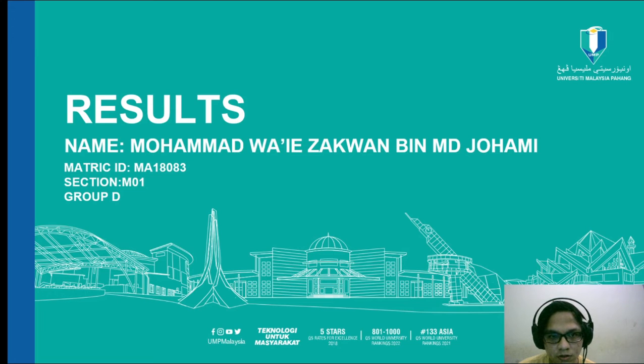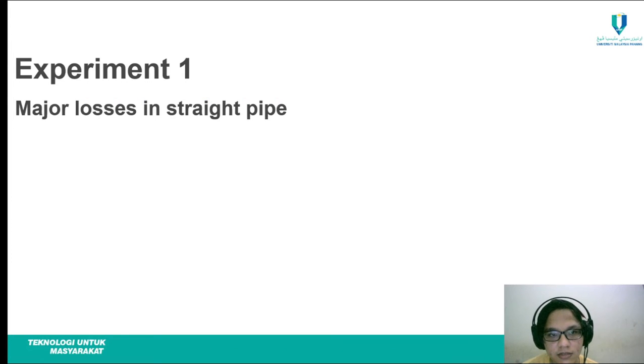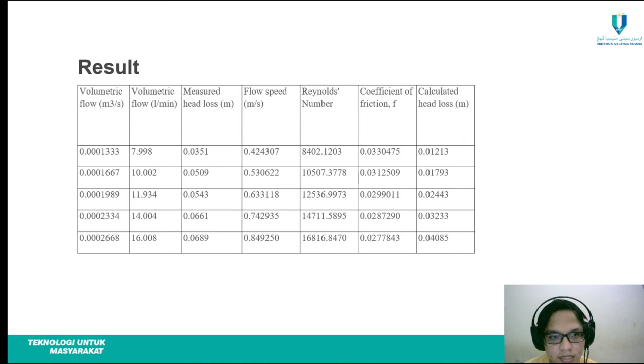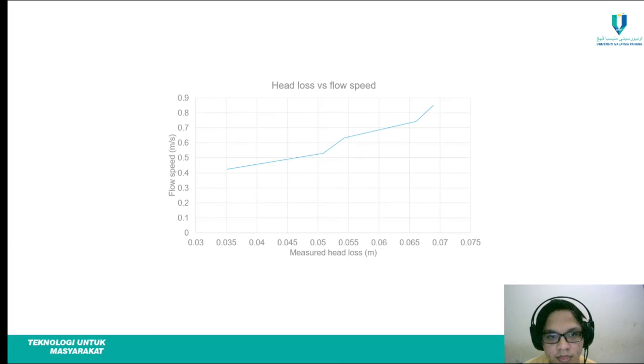Today I'm going to talk about the results and discussion about the experiment done in lab 3. There are two experiments done for this lab. First, major loss in straight pipe. Here we can see the results for experiment 1: the volumetric flow in both meter cube per second and liter per minute, the measured head loss, the flow speed, the Reynolds number, the coefficient of friction, and the calculated head loss. Then here we can see the head loss versus flow speed, in which the graph shows that it is rising.